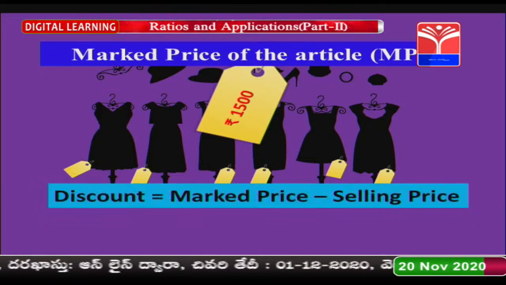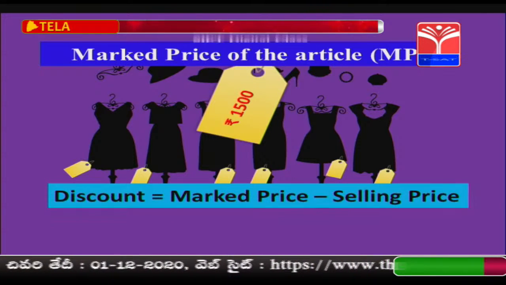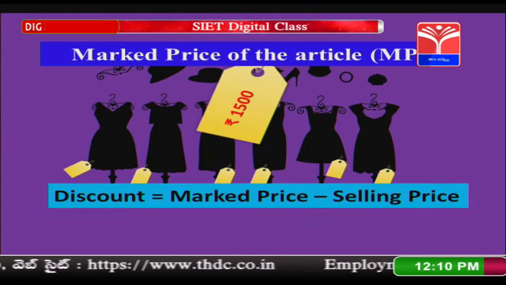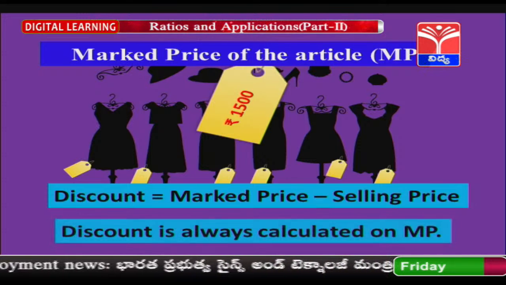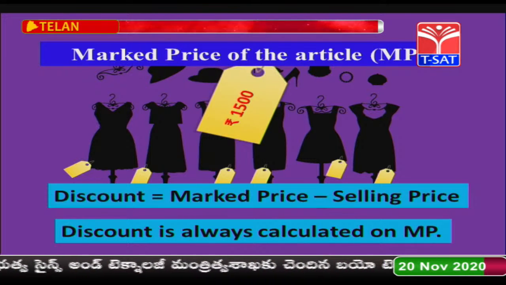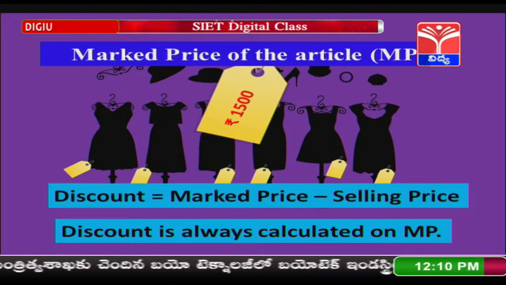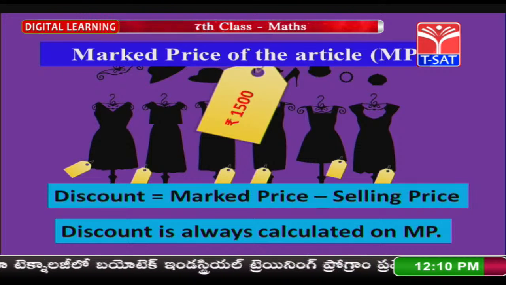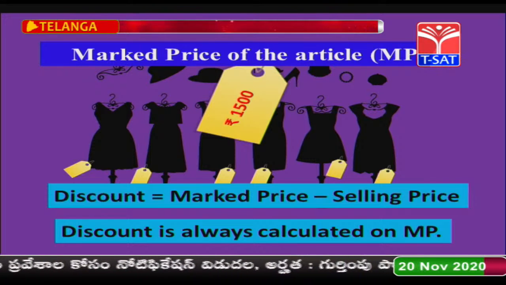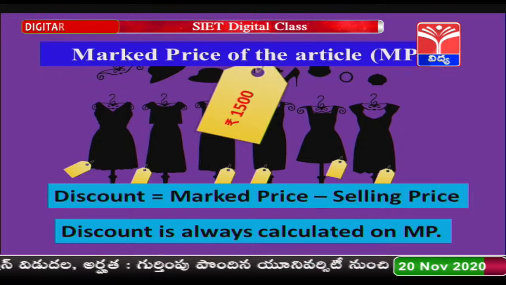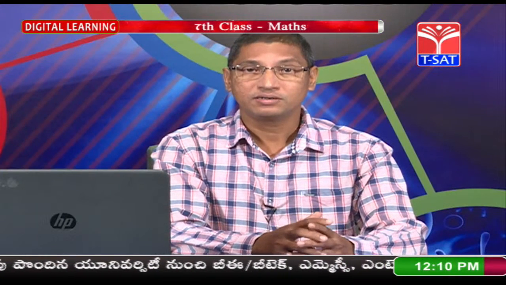Now, to find discount, we need to subtract the selling price from the mark price, that is MP minus SP gives you discount. And also, children, there is one important thing to note: discount is always calculated on the mark price. We have seen profit or loss is calculated on cost price. Similarly, discount percentage is always calculated on mark price. So, children, now you know what is meant by mark price and discount. Now, let us solve a problem to understand this concept clearly.